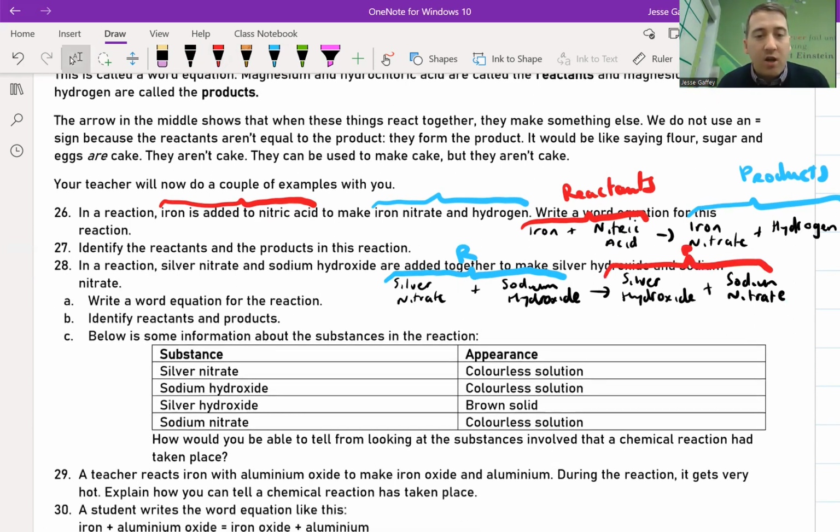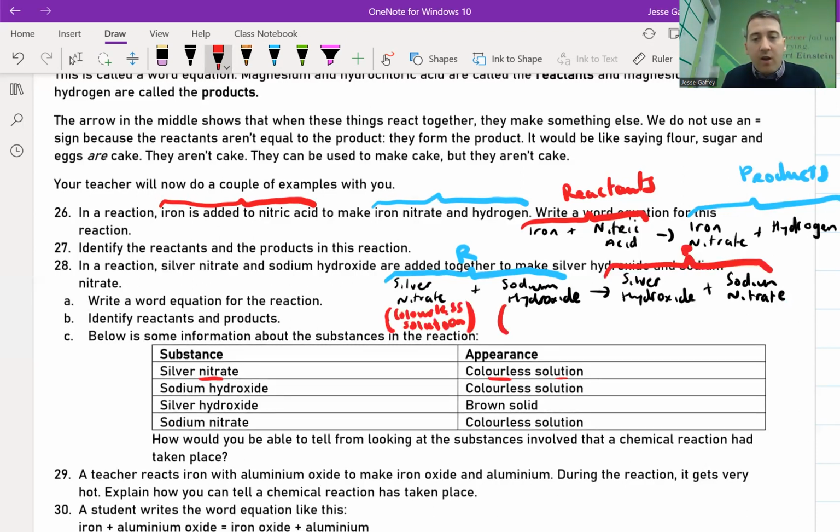It says below is some information about substances in the reaction. So what I want us to do is write down the color information about each substance underneath them in brackets. I'll do the first one for you. It says here that silver nitrate is a colorless solution. That's what it looks like. So silver nitrate, colorless, means it has no color. It looks like water. So I have the first one done. I want you to pause the video and do the rest.